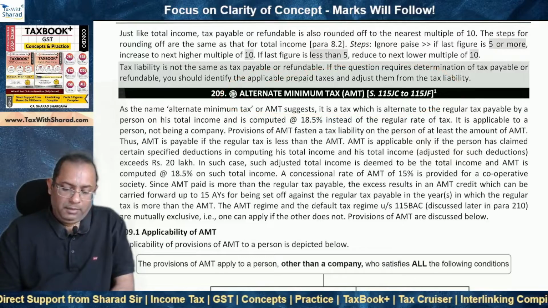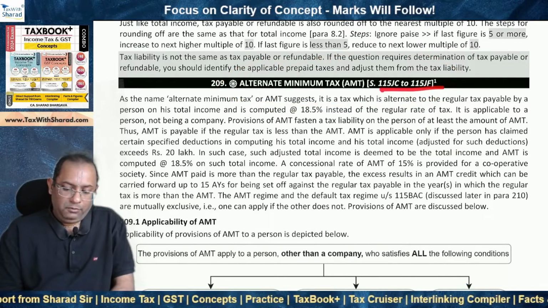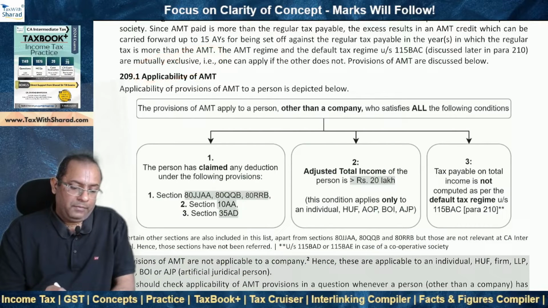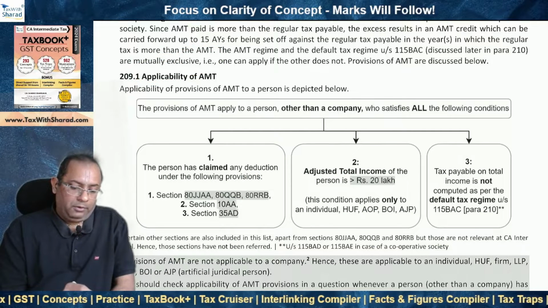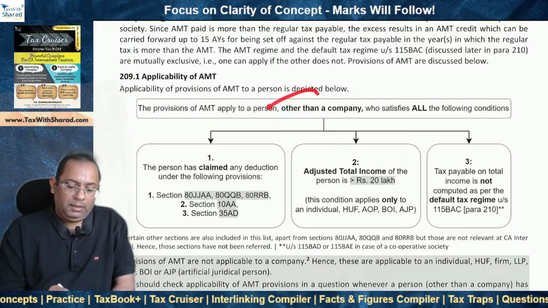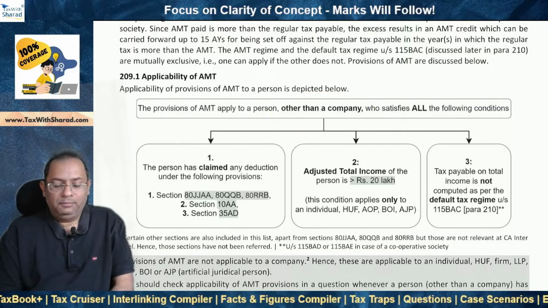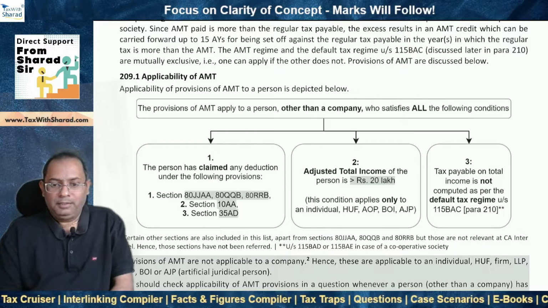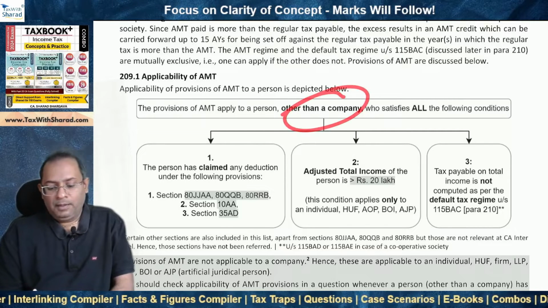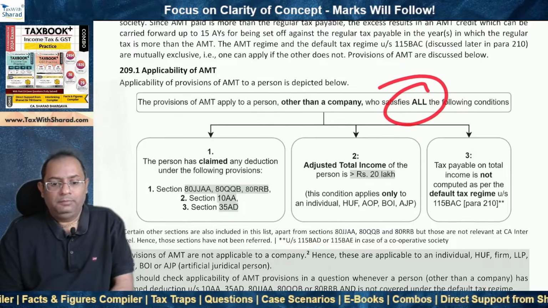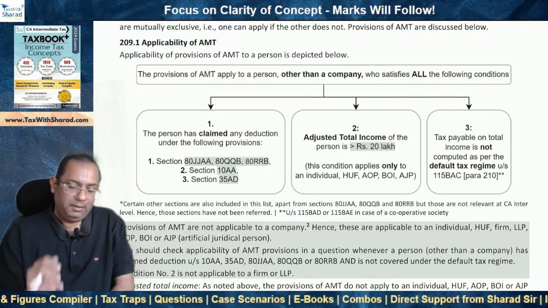AMT, alternate minimum tax, section 115JC to 115JF, applicability of AMT. The provisions of AMT apply to a person other than a company. So it applies to individual, HUF, firm, AOP, LLP, etc., but not to a company. And for application of AMT provisions, all the following conditions should be satisfied, and there are 3 conditions basically.